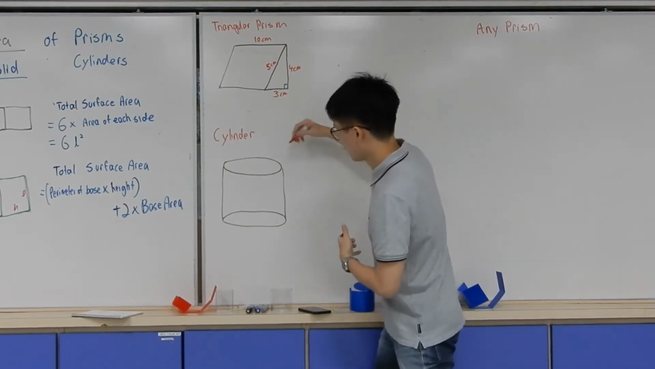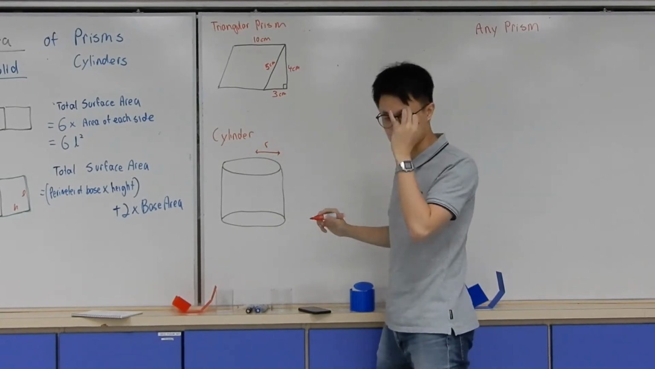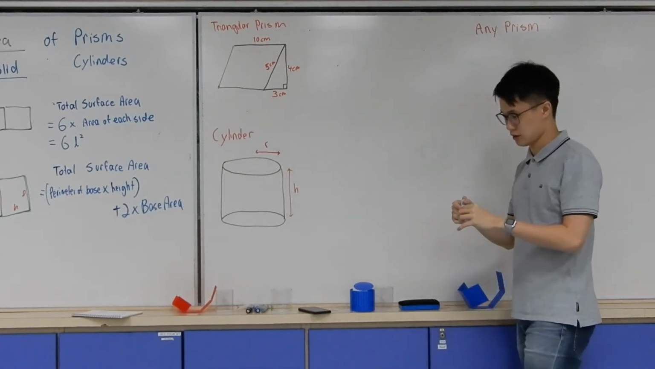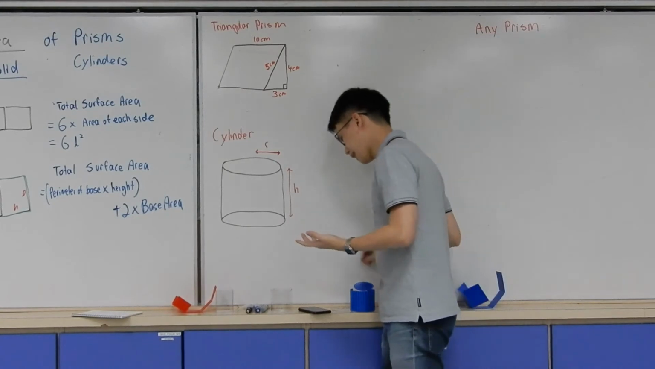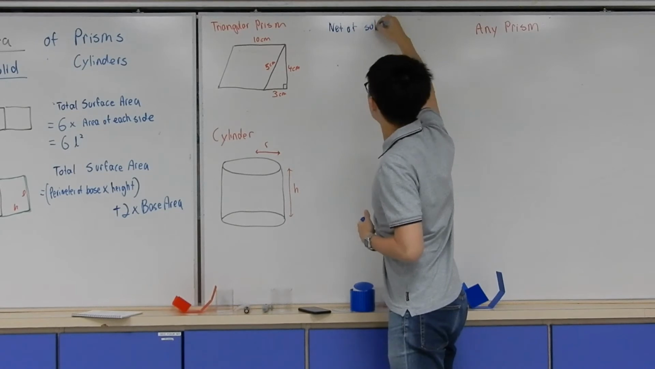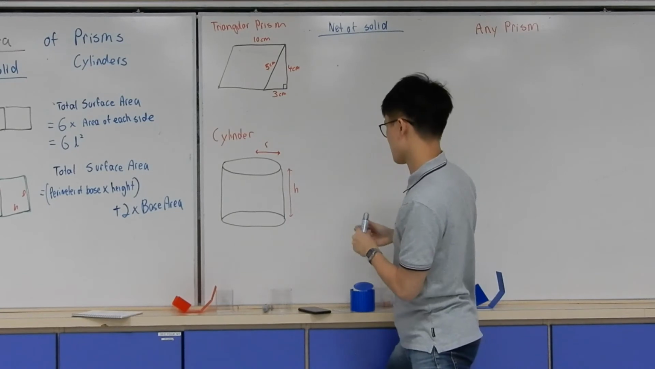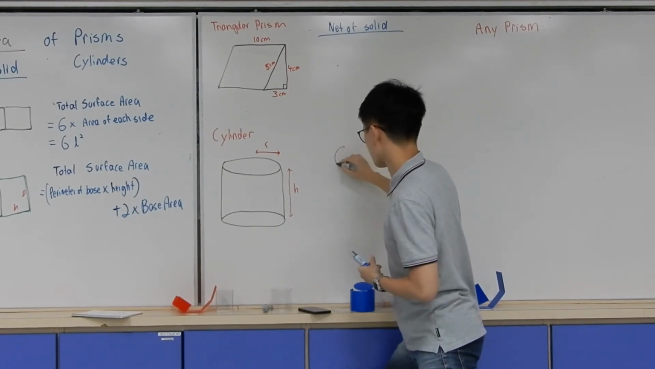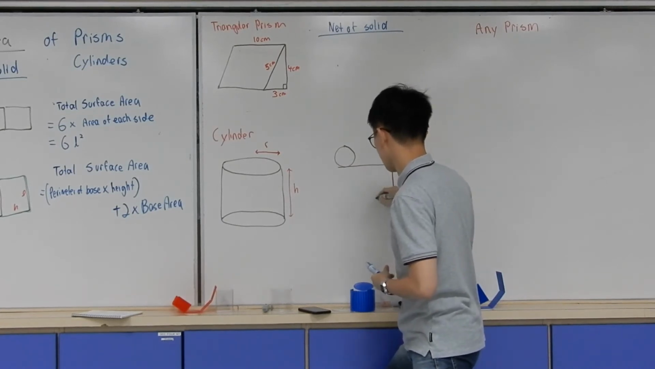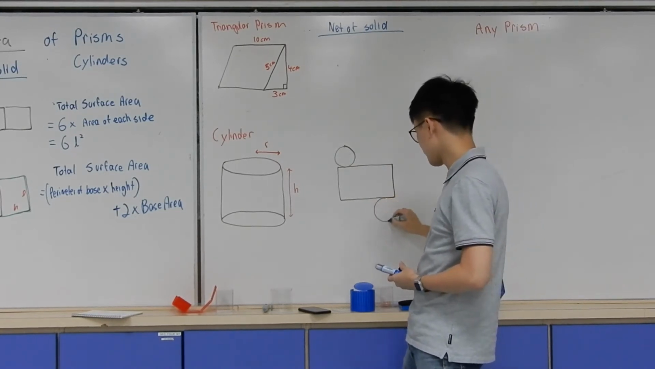Now, how am I going to apply it into words? I will let the radius be r, and the height be h. Now the net of this figure. I'm going to write net of the solid. I'm going to skip this first, I will come back to this later. But the net of this is simply two circles connected to a rectangle. Correct or not? It's just connected to a rectangle here, and then finally another circle at the bottom.